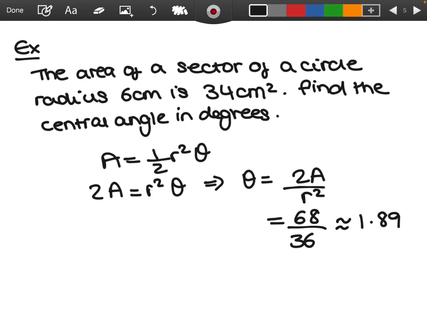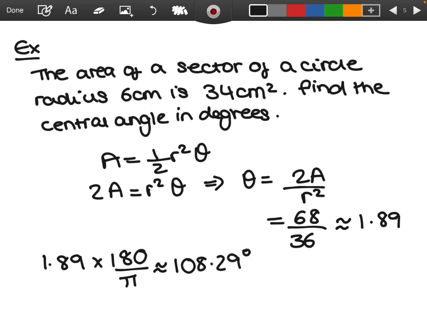A lot of times radians does have pi in it, sometimes it doesn't. Remember, 1 radian is just the angle that we get when the radius is equal to the arc length. So this time we have 1.89 radians, but we want this in terms of degrees. So I'm going to multiply what I got in radians by 180 over pi, and you get approximately 108.29 degrees.